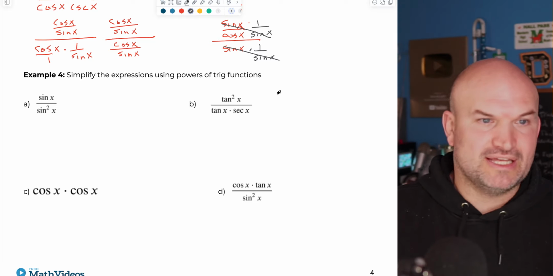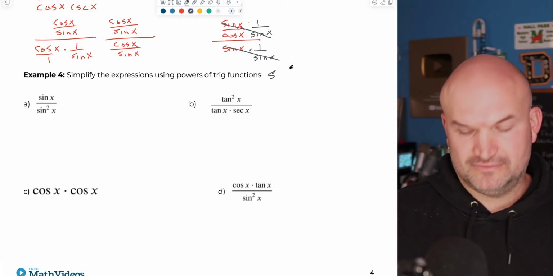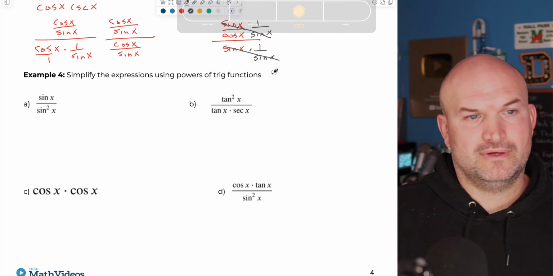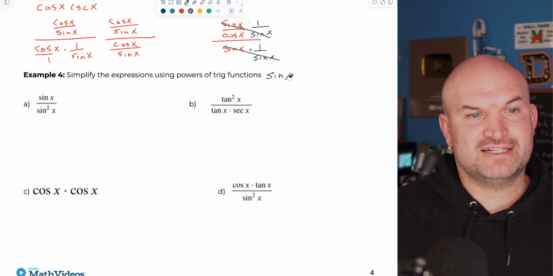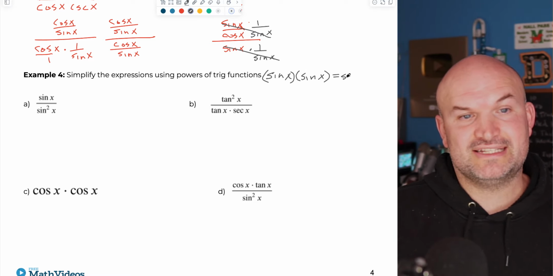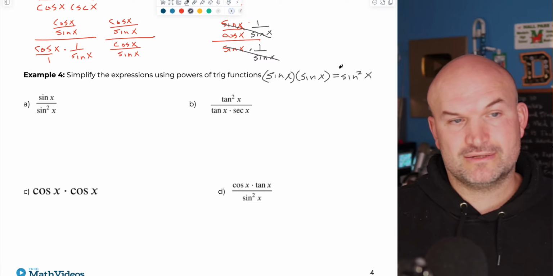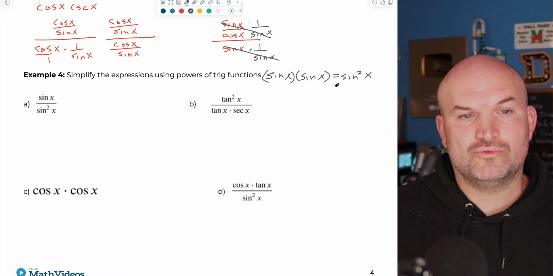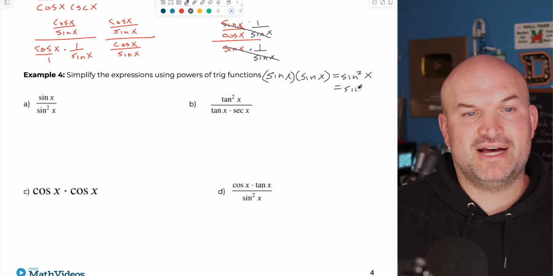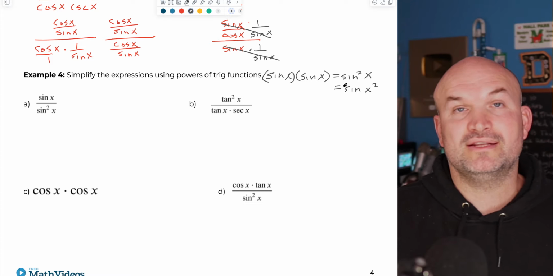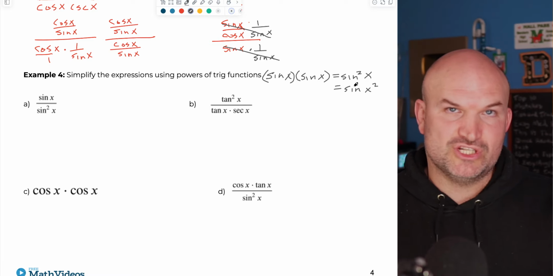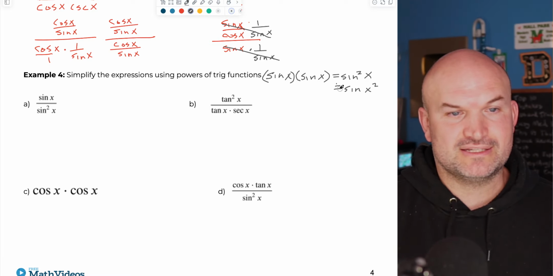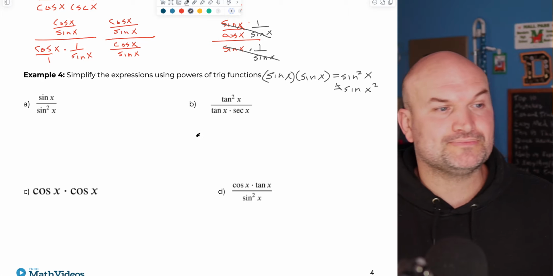All right, simplify the expressions using powers of trig functions. So just remember, ladies and gentlemen, that if I have a sine of x times a sine of x, we rewrite that as a sine squared of x. We don't write it as sine x squared. We don't want to write it like this because this implies that our angle is being squared, not the function sine of x. So don't write it like this, and just remember that's what these represent.